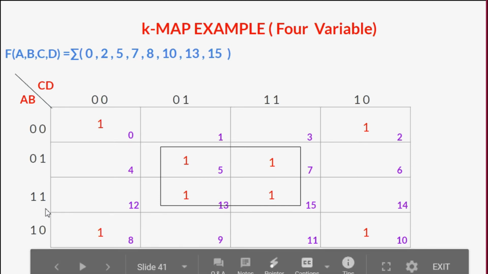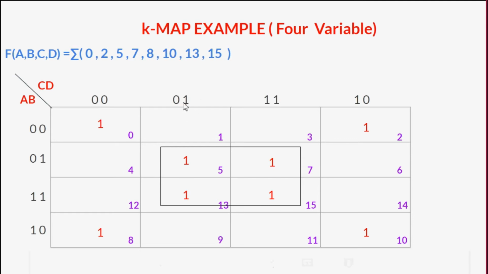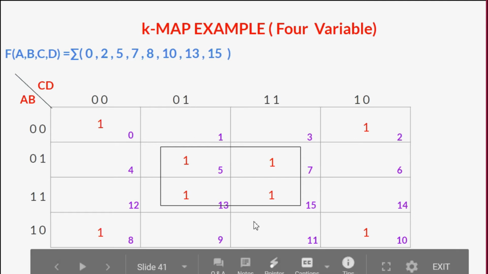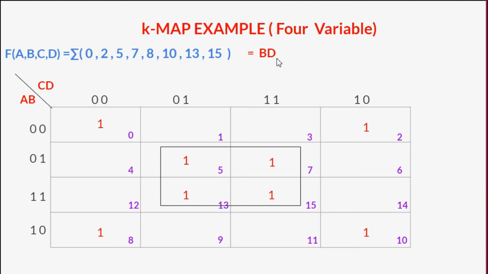So I can take B, yes. And on the other hand, look at CD. For the input for the cell number 5 and 13, C input is 0. But for the cell number 7 and 15, C input is 1, which means it's changing. I cannot take C. D input is 1 for both the cases, so I can take D. So that means I have taken B and D because they are my constant inputs to all the cells.